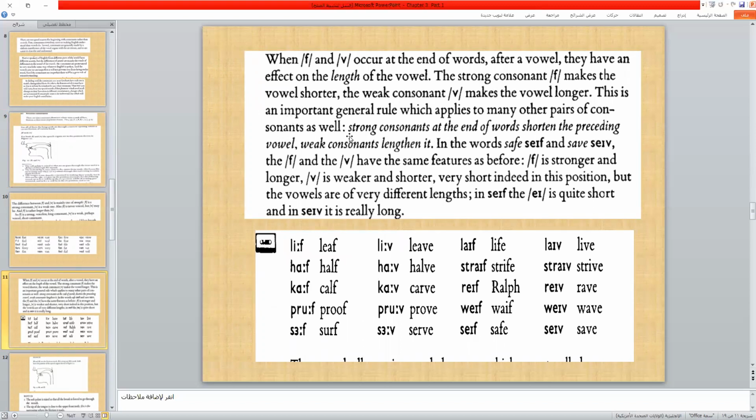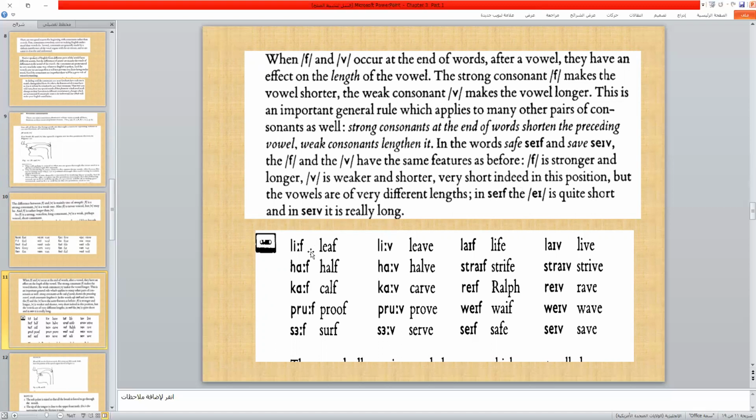This is an important general rule which applies to many other pairs of consonants as well. Strong consonants, fortis, at the end of words shorten the preceding vowel. Weak consonants, lenis, lengthen it. In the words safe and save, the f and the v have the same features as before. F is stronger and longer. V is weaker and shorter. Fortis and lenis. Very short indeed in this position. The vowels are of very different lengths. In safe, the A is quite short. In save, it's really long.